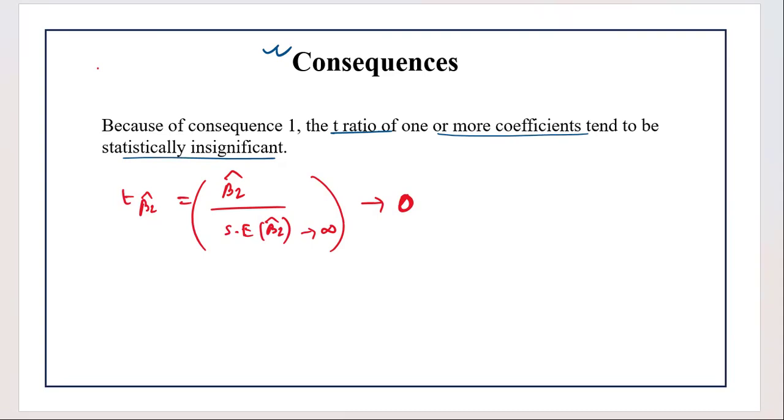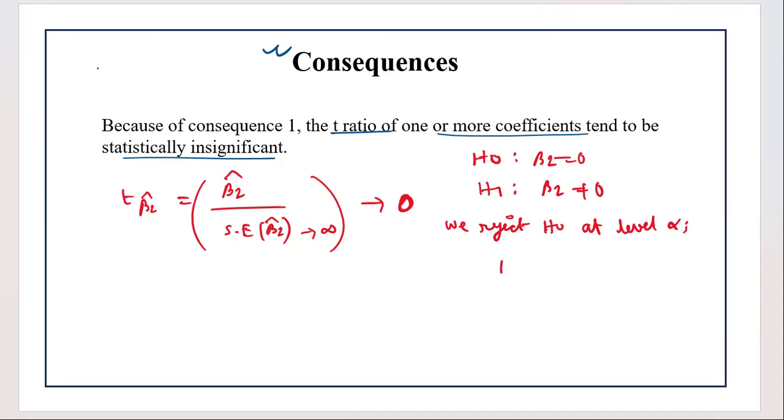So see, ideally what should have happened? Suppose your H naught is beta 2 equals 0, that is, the variable associated with beta 2, that is X2, is statistically insignificant, versus H1, beta 2 not equal to 0. Suppose this is the case. Now, what is the ideal scenario? We would have rejected H naught at the level of significance alpha if the mod value of t is greater than t alpha by 2, n minus 3, right? This is the ideal case.